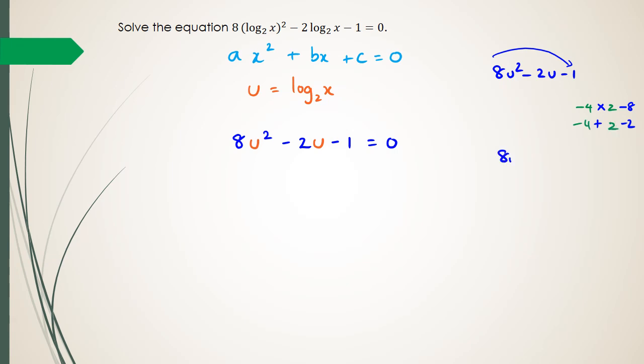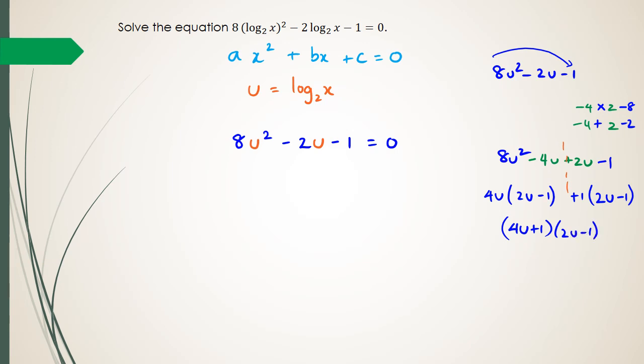So then I've got 8u squared minus 4u plus 2u minus 1. And then, of course, I need to factorize by parts. So I've got 4u as a common factor, which leaves 2u minus 1. And then on this side, I've got plus 1 as a common factor, which leaves 2u minus 1. So the next step is that 4u plus 1 is a common factor, and 2u minus 1 is another common factor.